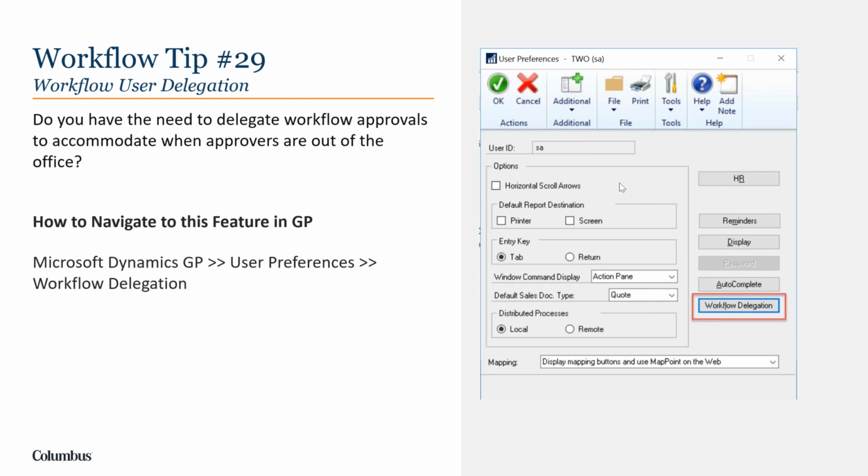And then finally, workflow user delegation. We saw a little bit of this on your user preferences. This is just the way, if you're out of the office, you can indicate who that approver is going to be.